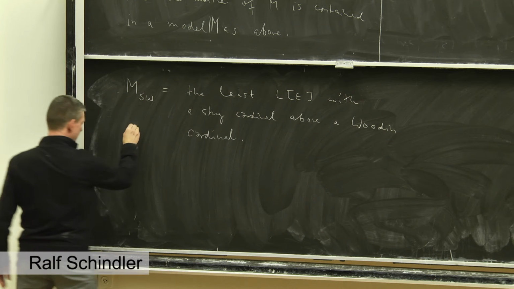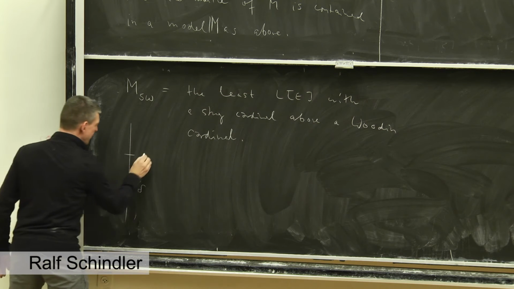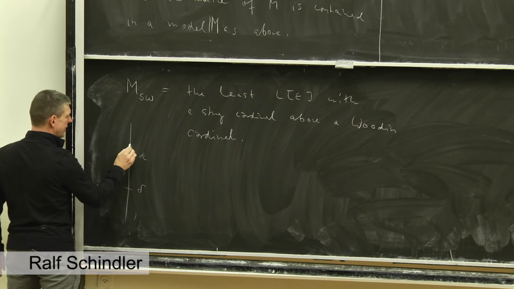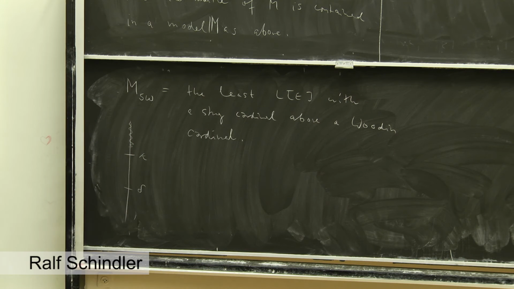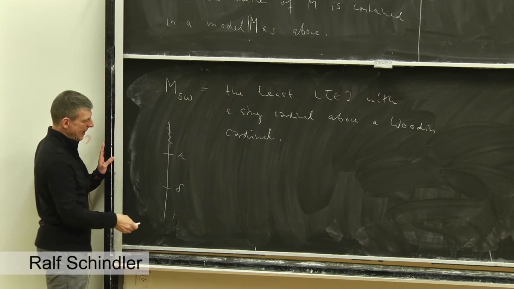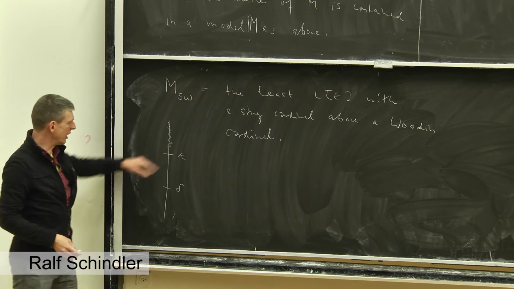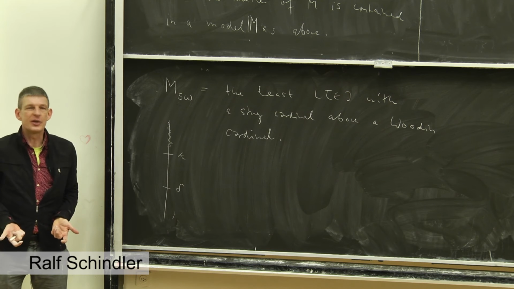So how does the model look? You have a Woodin cardinal, delta, and you have a strong cardinal kappa sitting here. So this is strong all the way up to the top. So it's not very big consistency-wise, right? If you run the arguments we saw before, you get non-trivial grounds. We saw such arguments.